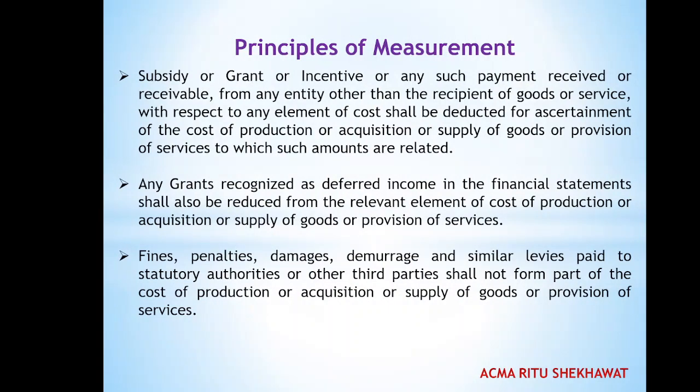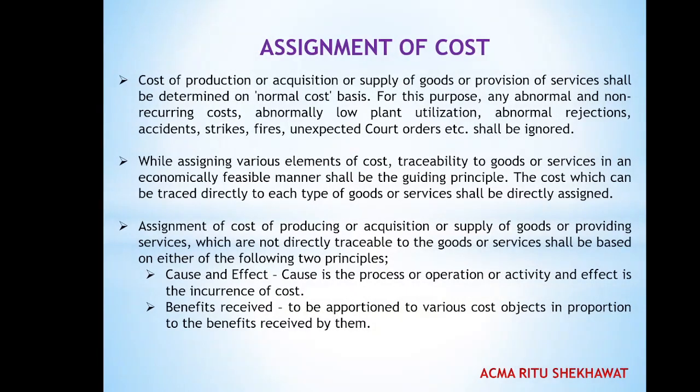So subsidy or grant, any grant, fines and penalties, cost of production or acquisition of supply, while assigning various elements of traceability to goods in an economically feasible manner. It should be economically feasible, as already understood. We have assignment of cost.